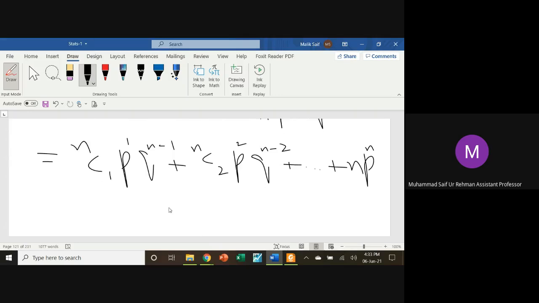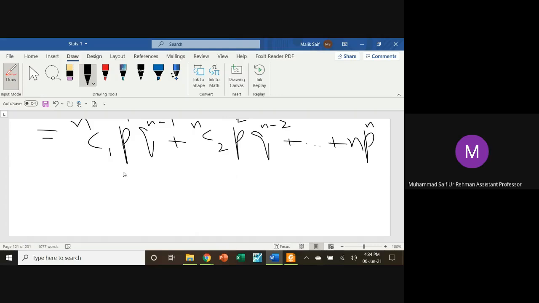Now see, what is nC1? And how about nC2, sir? nC1 is equal to what? 1. nC1. Yes, sir. nC1 is equal to 1. No, nC1 is equal to n.